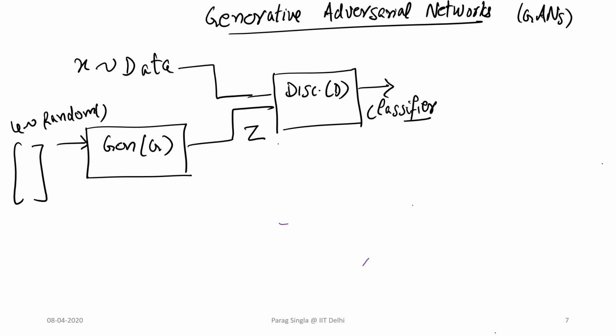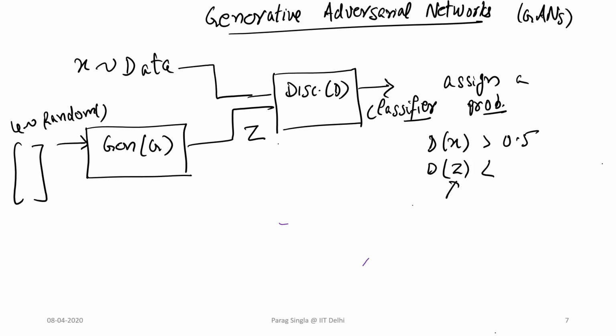Its goal is to assign a probability to each of its inputs, and the whole idea in this adversarial setting is that if the input is x, then we would want D(x) to be more than, let's say, 0.5, rather close to 1, and if it is D(z), which is the output of the generator, then we want it to be less than 0.5.